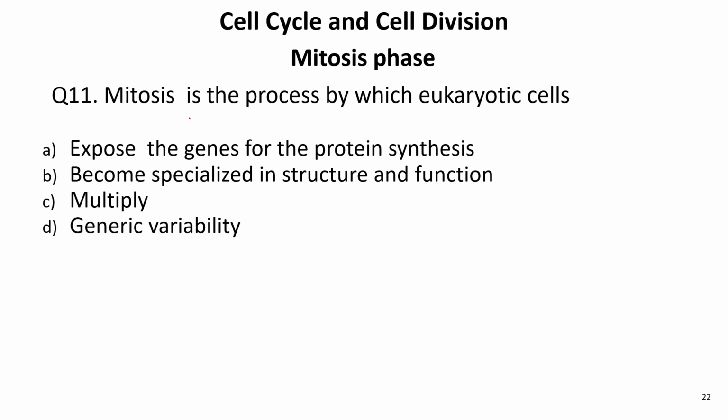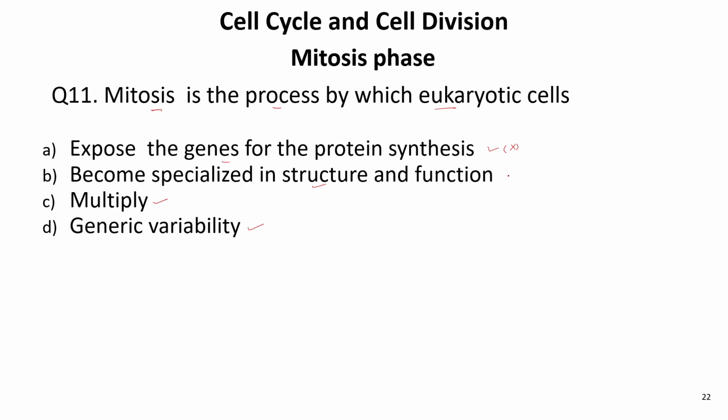Now the next question is, mitosis is the process by which eukaryotic cells, first option is, expose the genes for protein synthesis, become specialized in structure, they multiply, or they show genetic variability. So mitosis is a cell division process, and it forms two equal size, equal shape, genetically equal cells in the end. So option 1 is incorrect. Expose the genes for protein synthesis, this is incorrect.